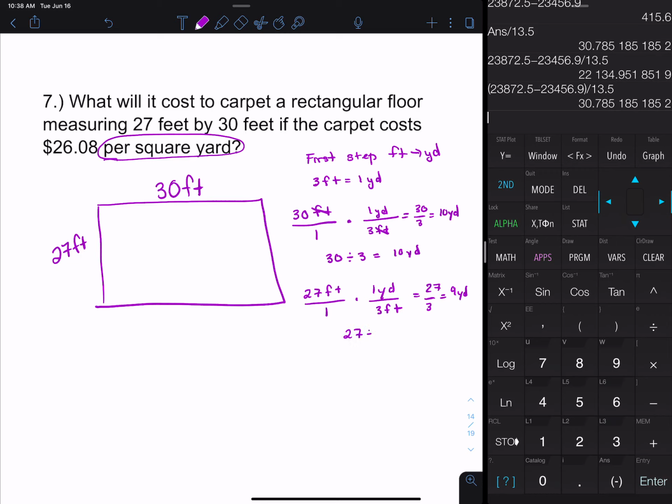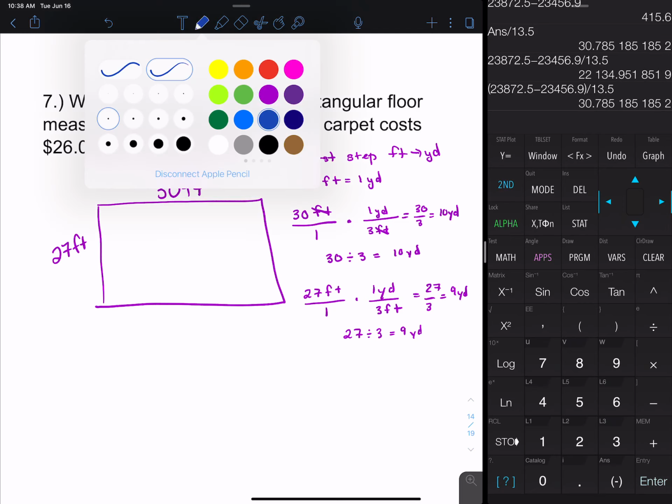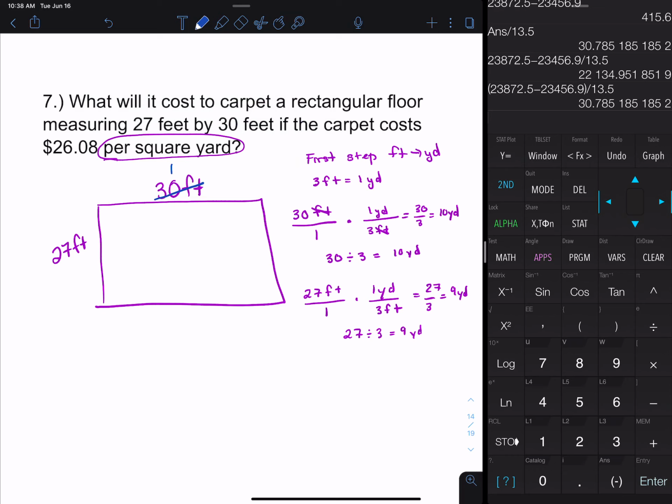And same thing, you could have just said, I know I need to do 27 divided by 3 to get 9 yards. So I'm not really thinking 30 feet, I'm thinking 10 yards. And I'm not thinking 27 feet, I'm thinking 9 yards. Now they're telling me that the carpet costs $26.08 per square yard. To get those square units, remember I'm really finding the area. So if I want the area of this, I'm going to do the 9 yards times the 10 yards, and that's going to give me an area of 90 square yards.